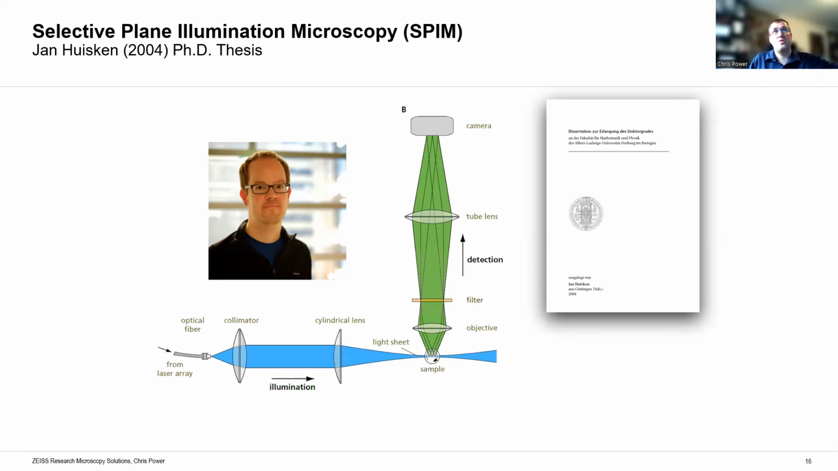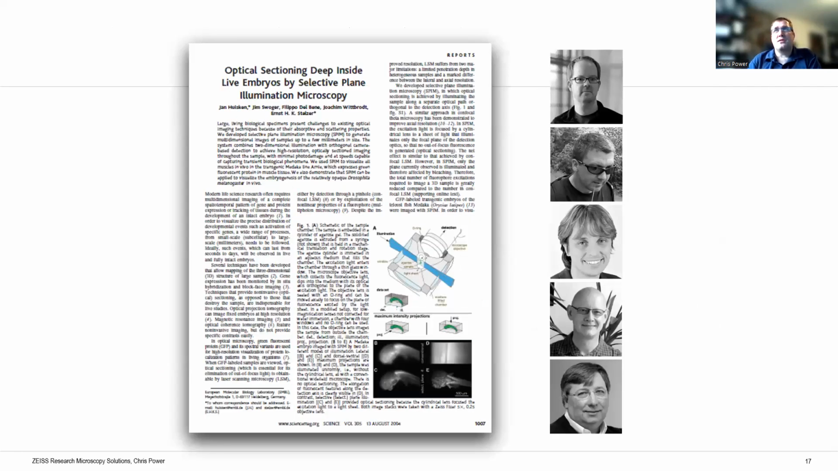So 102 years after the first light sheet, it came back to Zeiss in its fluorescence form. And this is when I joined Zeiss to try and commercialize this idea. So why was this idea suddenly so popular?